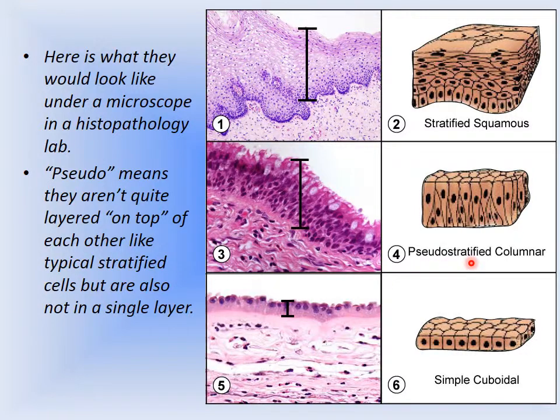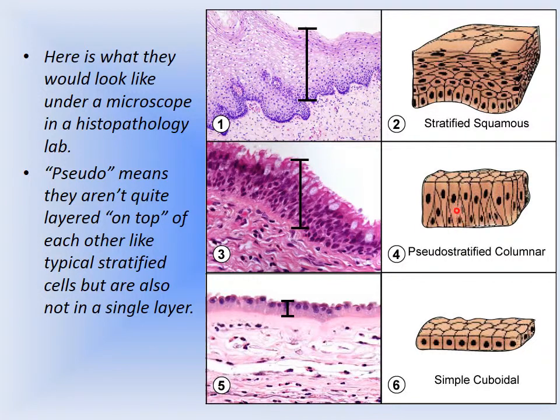Pseudo just means they aren't quite layered on top of each other like the typical stratified, but they're definitely not single layered, okay? So the pseudostratified columnar. So these are the columnar shaped cells, and they're pseudostratified. So they're definitely not a single layer, and you can see here it's kind of a mess. And you can see in this diagram here, you may get a better idea of what I mean by pseudostratified. Here it's one on top of another, on top of another, on top of another.